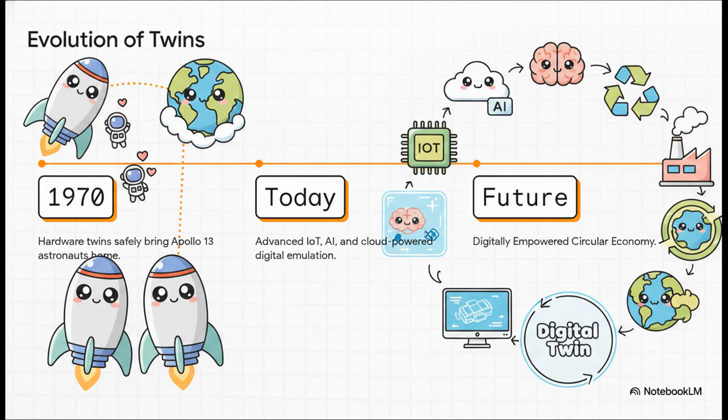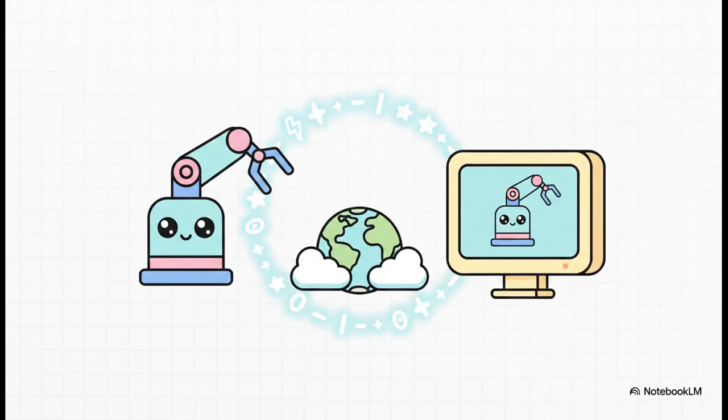You know, while today's technology feels like magic, the core concept actually traces back decades. Think back to 1970. NASA engineers on Earth used physical hardware twins to safely bring the Apollo 13 astronauts back home. They used identical physical models of the spacecraft down here to test solutions before instructing the astronauts up in space. Today, we've replaced those physical models with advanced IoT, AI, and cloud-powered digital emulations, and looking to the future, this technology is literally the foundation for a digitally empowered circular economy, which we're going to dive into in just a bit.